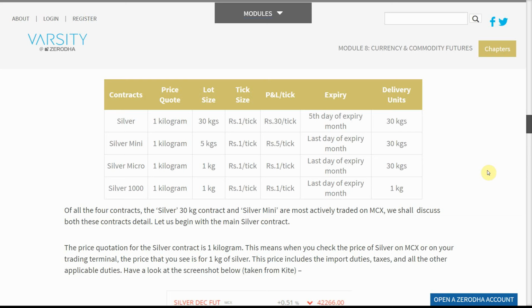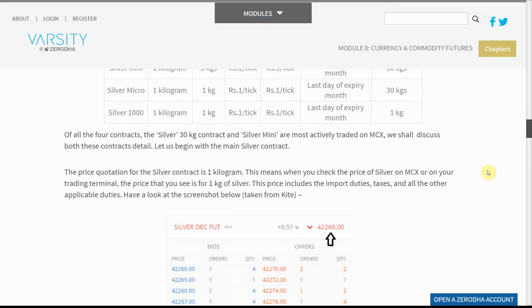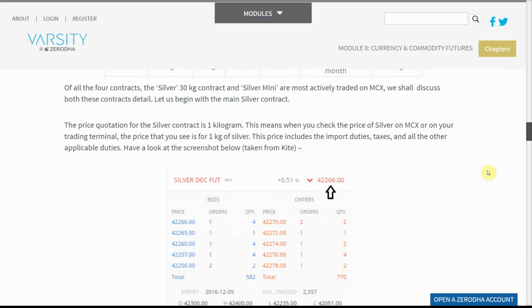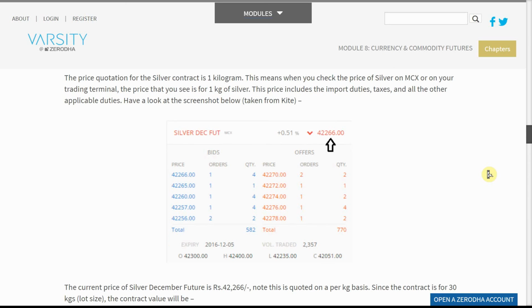Of all the 4 contracts, the Silver 30 kg contract and Silver Mini are most actively traded on MCX. We shall discuss both these contracts in detail. Let us begin with the main silver contract. The price quotation for the silver contract is 1 kg. This means when you check the price of silver on MCX or on your trading terminal, the price that you see is for 1 kg of silver. This price includes the import duties, taxes, and all the other applicable duties.